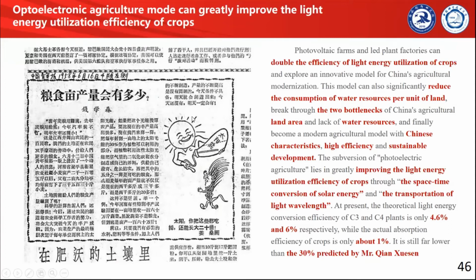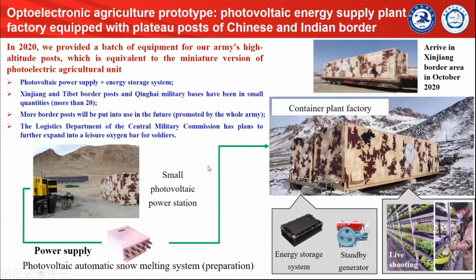Our optoelectronic prototype, we already set up. We took advantage of military application, because they are not short of money, they have enough money. We set up a solar panel station, and the solar station generates the power and supplies what we call a container plant factory. So we grow vegetables inside the container factory with PV power.